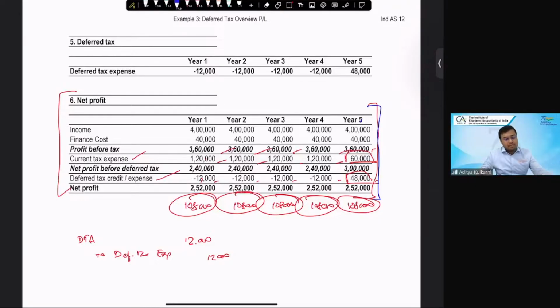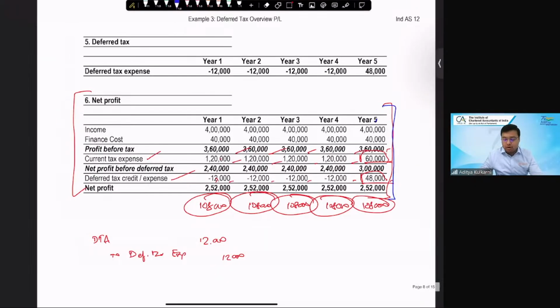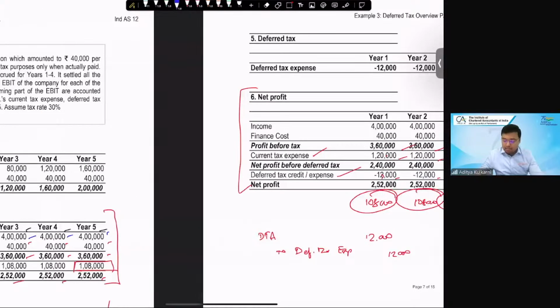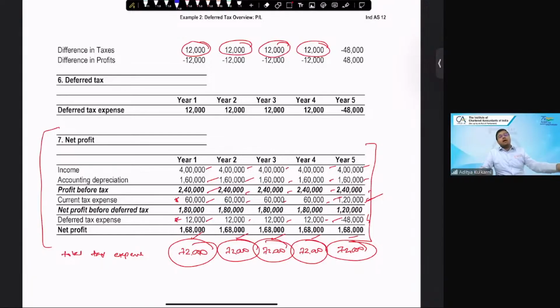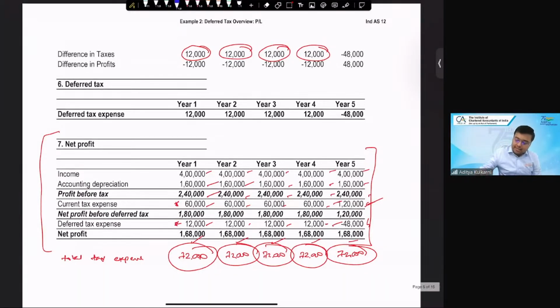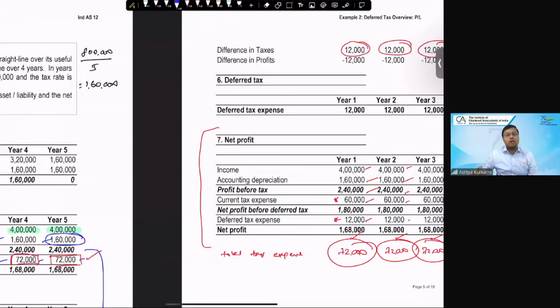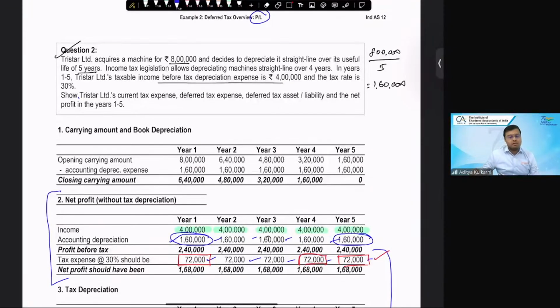I spoke about depreciation under the Companies Act when I was doing this question. I spoke about depreciation under the tax laws. I correlated with the accounting profit and did the workings. So we call this the P&L approach. Are you able to understand? The P&L approach was there under AS 22.